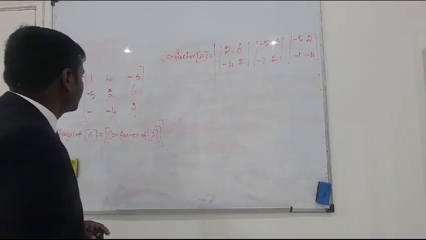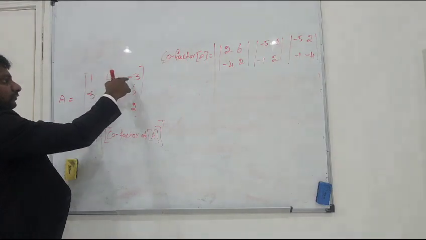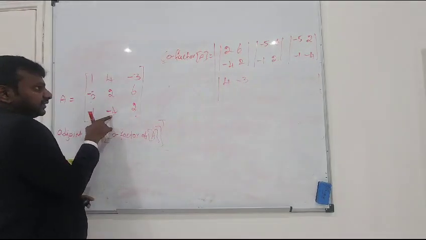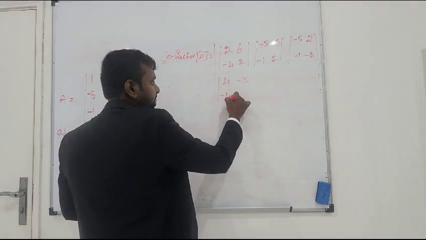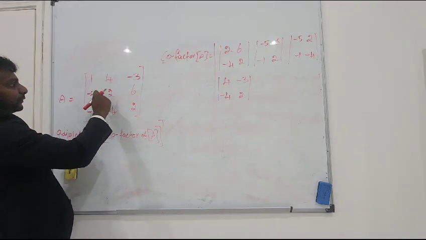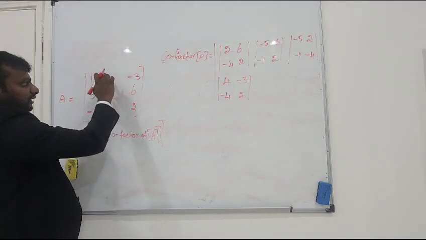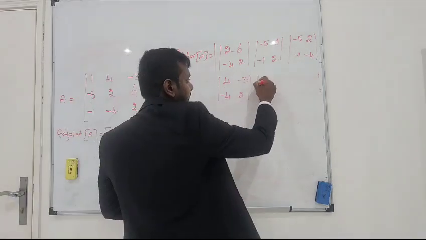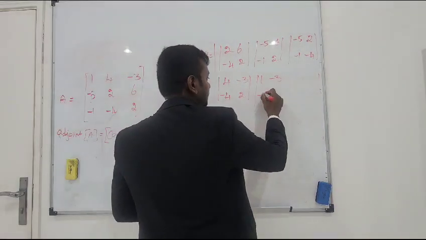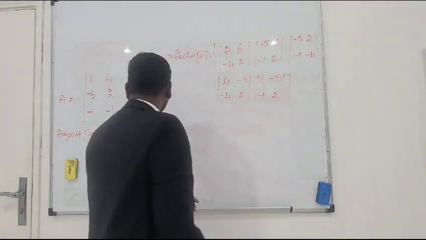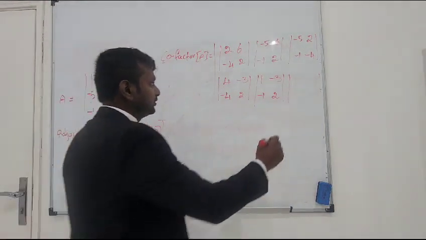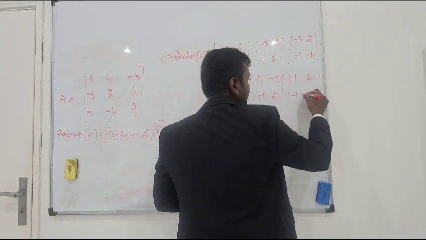Similarly, when we take this value minus 5, it will be 4, minus 3, 4, minus 3, and from here it is minus 4, 2. And when we take this middle value 2, we leave this row and this column, which will be 1, minus 3, and minus 1, 2. Similarly, for the last one, 6, if we leave that out, we have 1, 4, minus 1, minus 4.